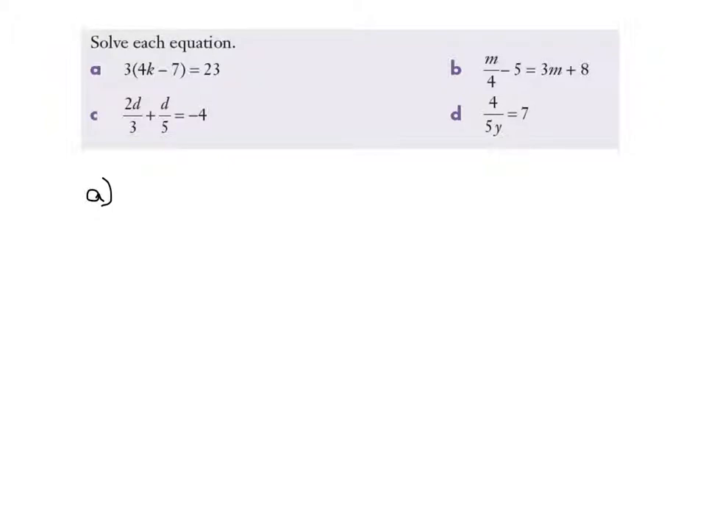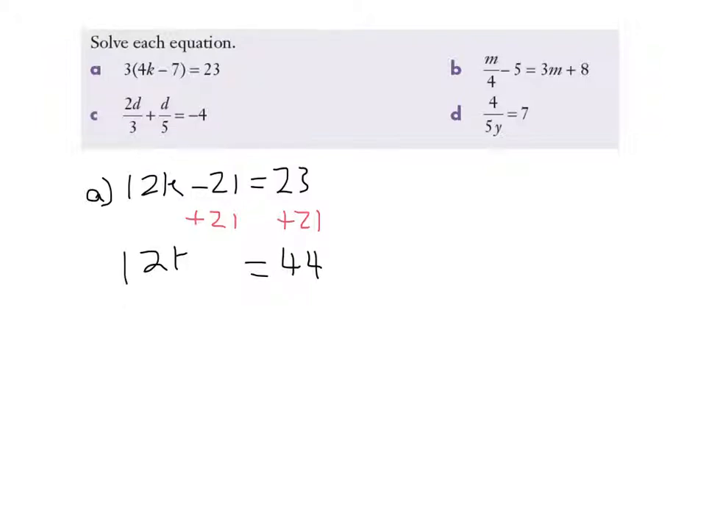So 3 outside multiplies with everything on the inside, so 3 times 4k, that's 12k. 3 multiplies with minus 7, that gives you minus 21. And that's still equal to 23, so nothing has changed on the right-hand side of the equation. I've only expanded the left-hand side. Now, I can begin to solve the problem. I'll add 21 to both sides. 23 plus 21 gives you 44. And on the left-hand side, all that I'm left with is 12k.